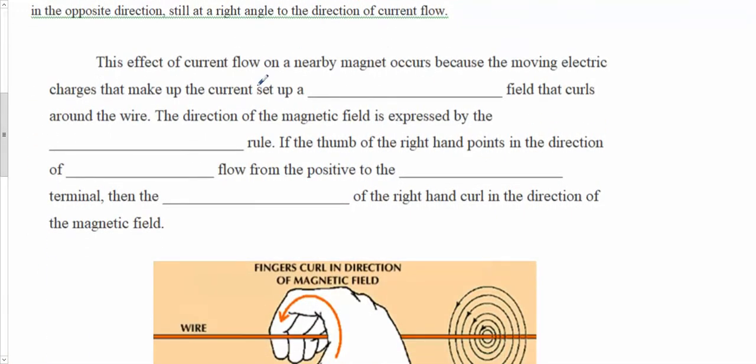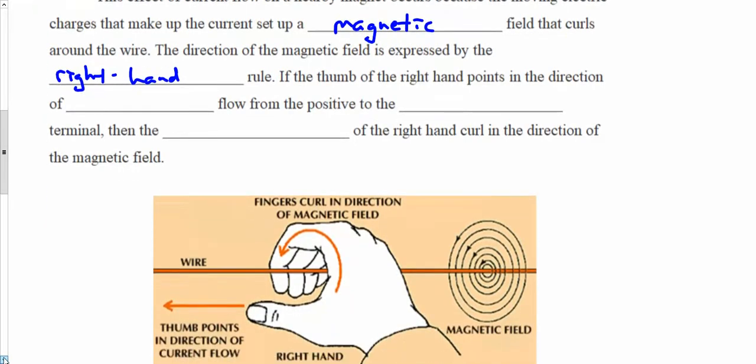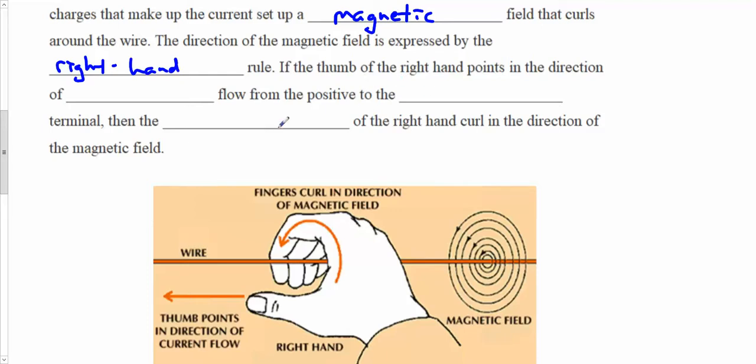This effect of current flow on a nearby magnet occurs because the moving electric charges that make up the current set up a magnetic field that curls around the wire. The direction of the magnetic field is going to be expressed by a right hand rule, and we're going to be learning a few different right hand rules, and this is the first one. And I have a little diagram here to show you. Your thumb points in the direction of current, okay?